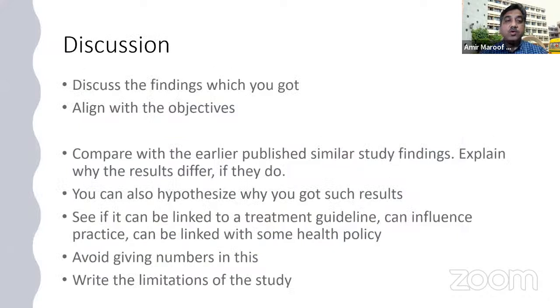After results, you will move on to the discussion section, and here you will discuss the findings which you have got. You will discuss all the findings as per the objectives. Again, the order in which you wrote the results should be followed in the discussion. If you have written baseline characteristics first, then you discuss the baseline characteristics first. Then if you have written some descriptive analysis tables, you discuss those findings. Then if you have written some analytical tables, comparison by statistical test, what you found, again explain that.